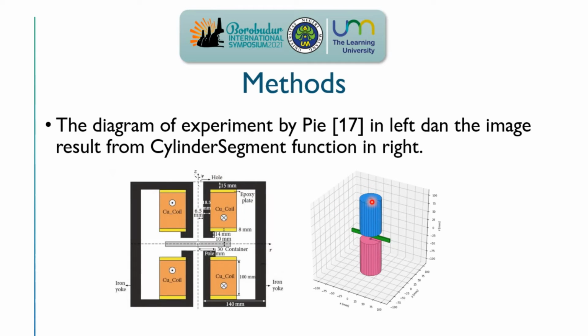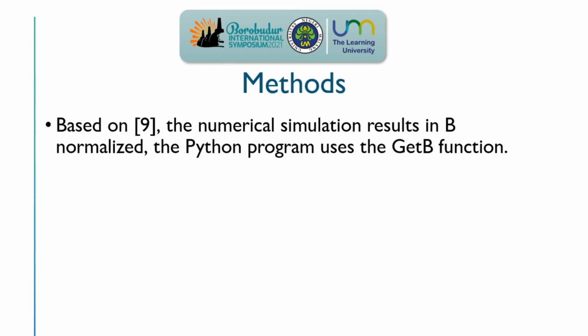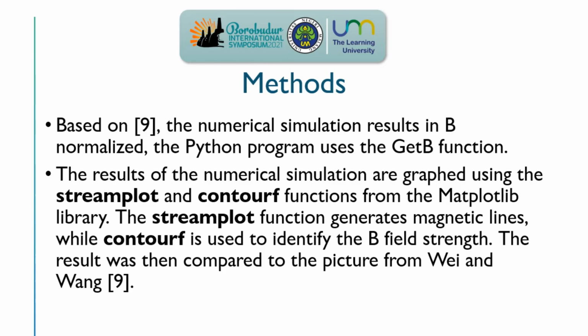This is a cylinder with a hollow in the center. The numerical simulation result in B is normalized. So the Python program in MagPilot uses the getB function, and the result will be normalized, so the value of B is between 0 and 1. The results of the numerical simulation are graphed using the streamplot and contourf functions from the matplotlib library. The streamplot function generates magnetic lines, while contourf is used to identify the B field strength.